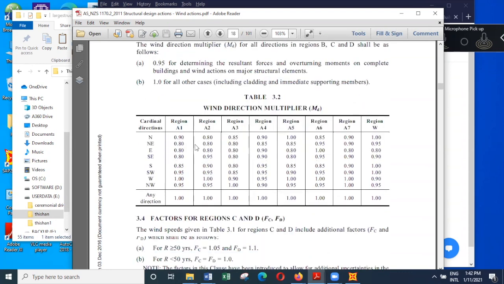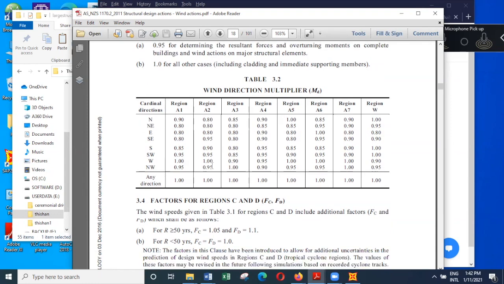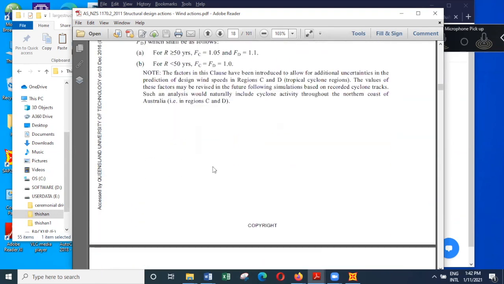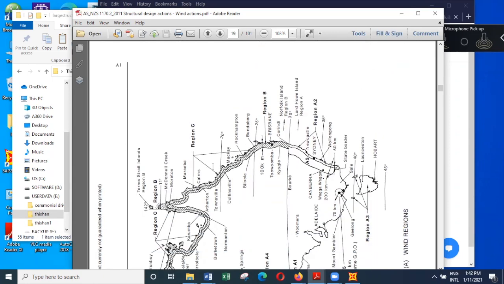So then in the Australian code, you get multipliers for the wind direction. And because we don't have any records like this in Sri Lankan conditions, we generally don't consider the wind direction when we are selecting the wind forces. But if all that data is available, you might be able to say in a particular direction this is the wind speed, and in another direction this is the wind speed for a particular town. But we don't go for that kind of accuracy. So basically, every direction we consider the same wind.